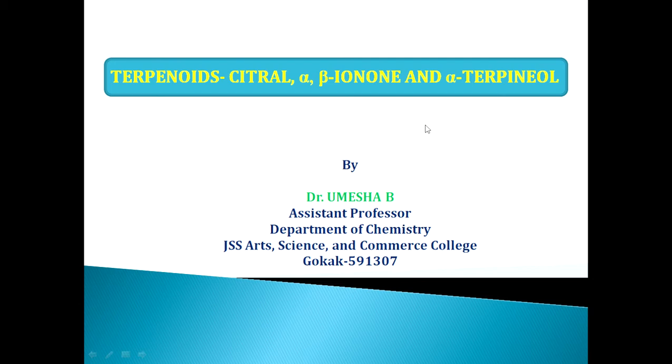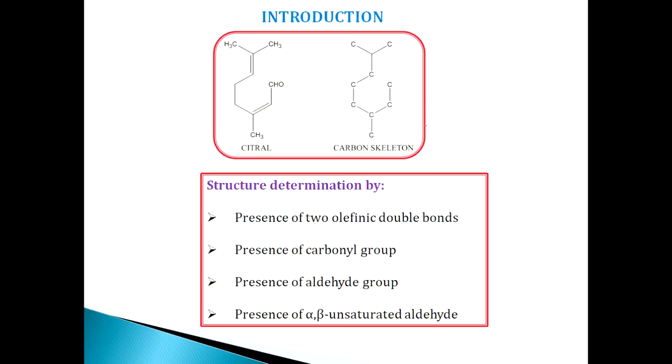So this citral belongs to the monoterpenoid class of terpenoids, and it contains two isoprene units joined head to tail. If you look at the structure of citral, it contains two isoprene units joined head to tail.